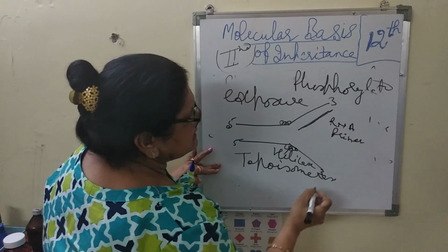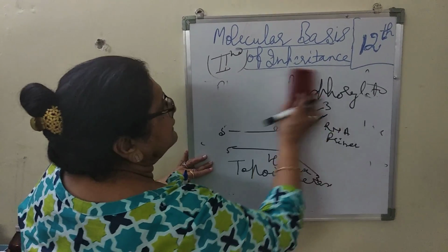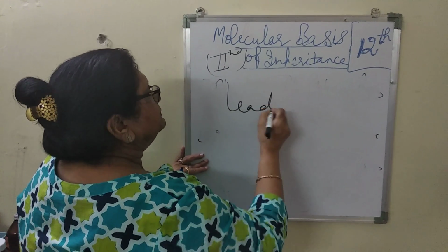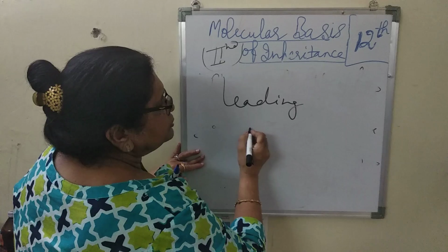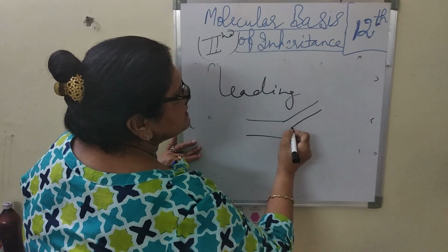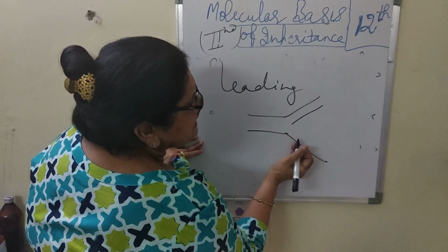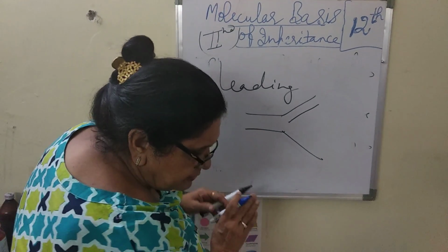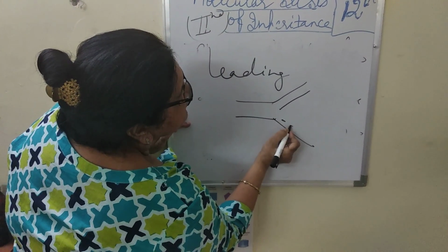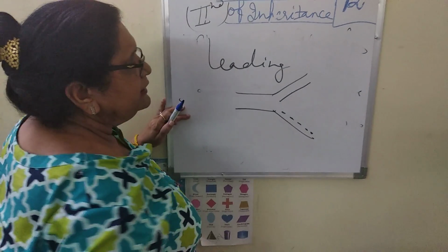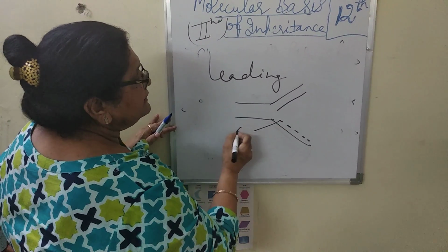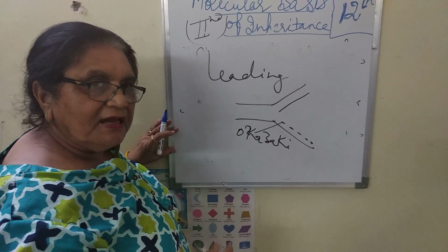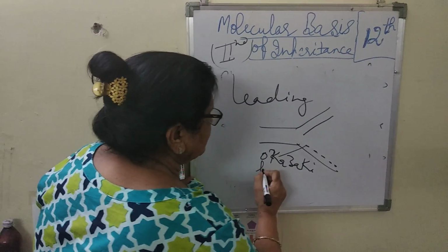Then the complete strand is formed, which is called the leading strand, the continuous strand. On the second side, the strands formed are made in fragments. These fragments are called Okazaki fragments, named after the scientist who discovered them.